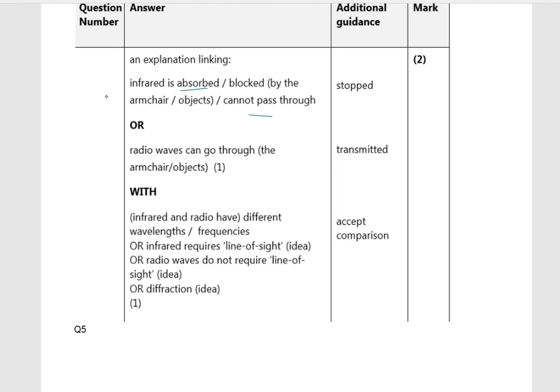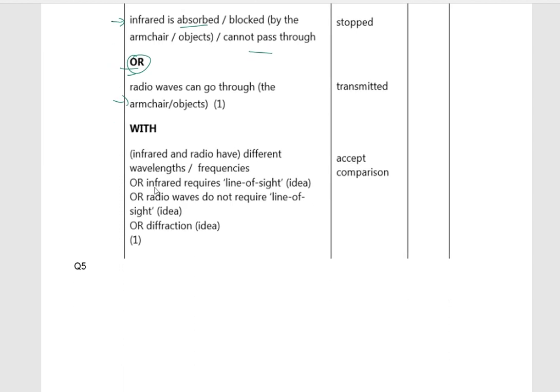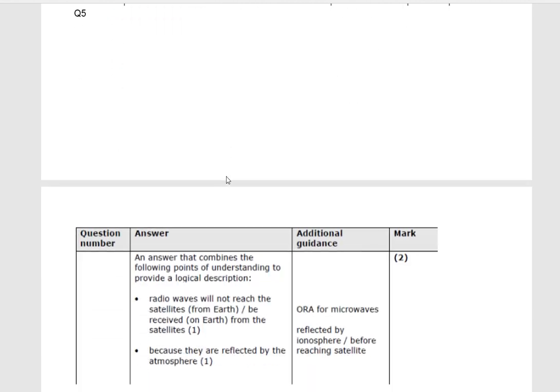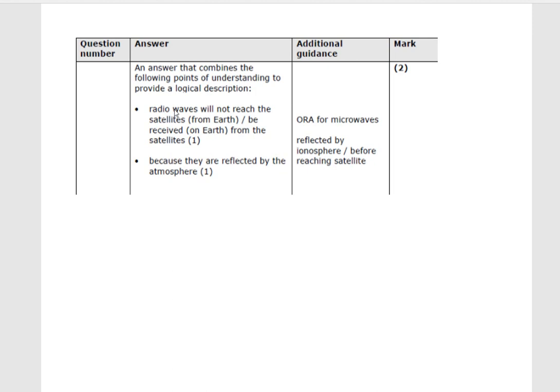Or can radio wave go through? So 1 mark here, all. This one, wave, they have different wavelengths or frequencies. Here you go. That's it, pretty much. And the last one: radio wave will not reach the satellite. Okay, they get reflected off. So same thing for microwave. So radio wave will not reach, or you can say microwave will reach, and radio wave here are reflected off.